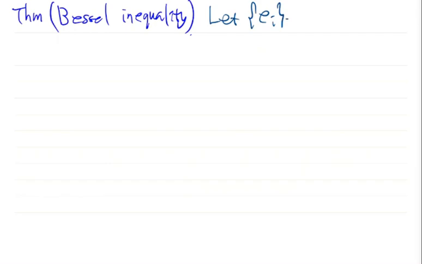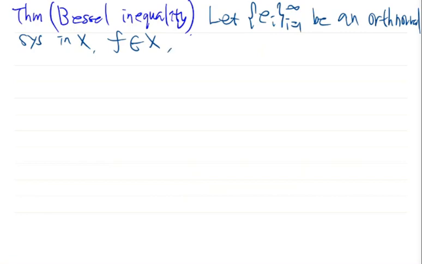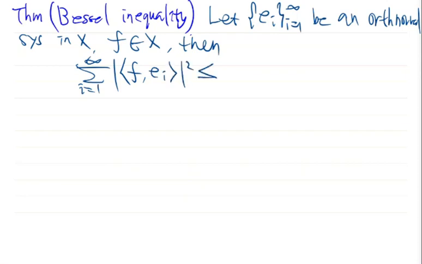This is the theorem. Let ei be an orthonormal system in X, and f in X. Then we have the sum from i equals 1 to n of the inner product of f and ei, squared, less than or equal to the norm of f squared. This is called the Bessel inequality.